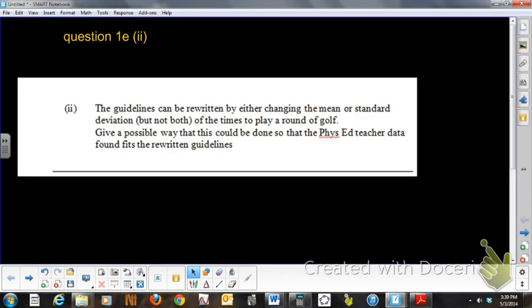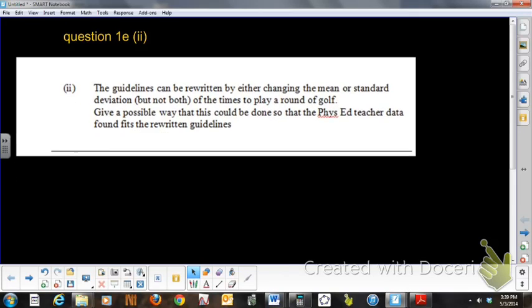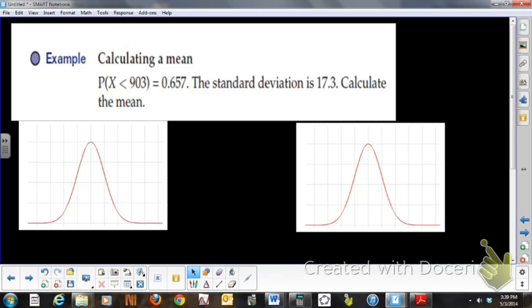Okay, we're going to do question 1E, part 2 of the exam paper. This is an excellence question, obviously, and it's about finding either a mean or standard deviation. We'll work through both, okay? In order to do this, I think we need to go back to a bit of a simpler example. We've done this example before.